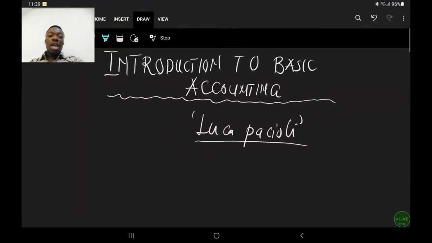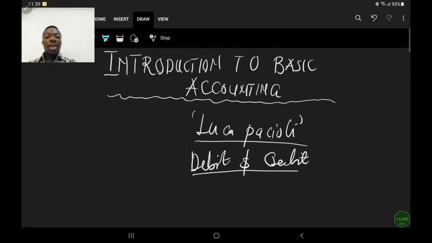So the double entry introduced the concept of debit and credit. It was introduced by the father of accounting, Luca Pacioli, that if there is any item that I should receive, then I need to debit it. It means that item is going to be debited. But if there is any item that is going out, then that item is going to be credited. So that's how this concept of debit and credit works. We'll go much deeper to know how this principle works.